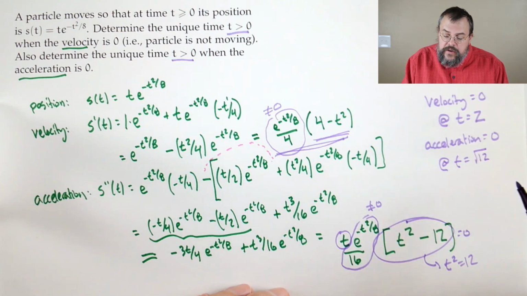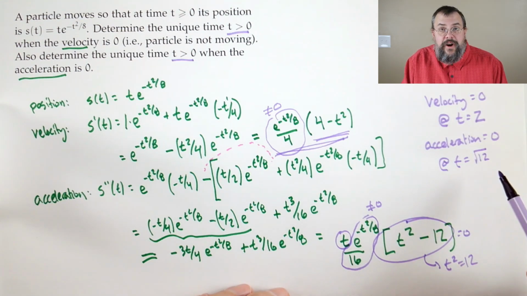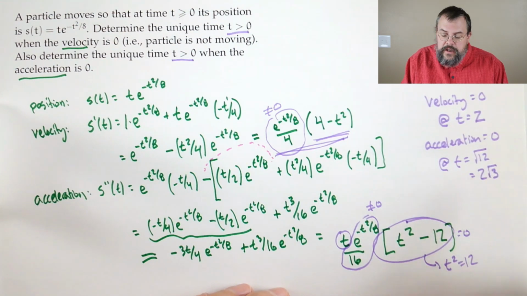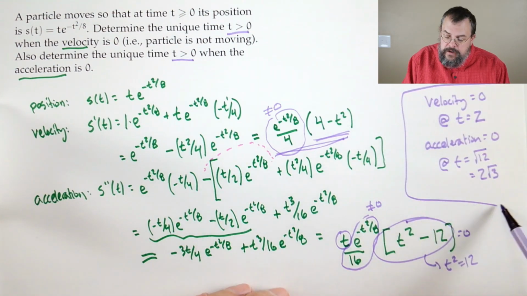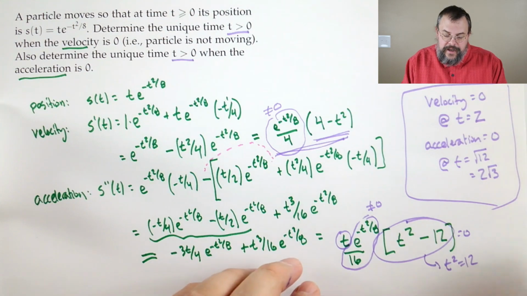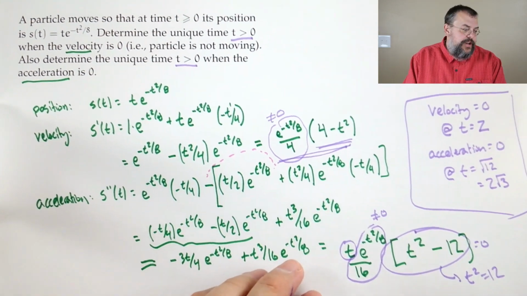Now, if you wanted to, you could say, hey, 12 has a square in it. It's 4 times 3. So you could write this as 2 times square root of 3. But if you didn't, you'd still be okay, because that's the answer. And there you go. Good. Nice. Good times.